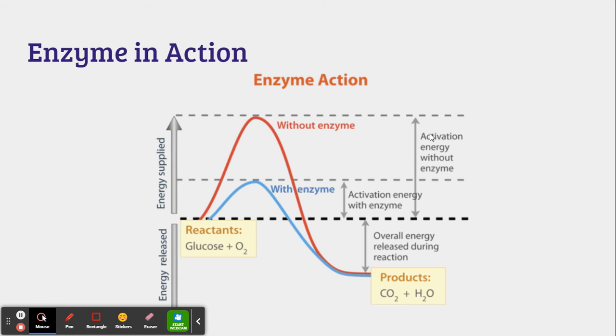As a result, activation energy without the enzyme is quite high. But when we add an enzyme to help break down the glucose, you'll notice the activation energy becomes much lower, and so the reaction can happen much faster.